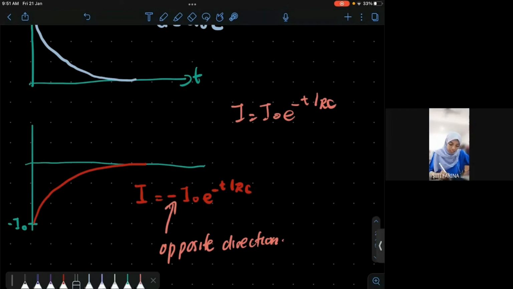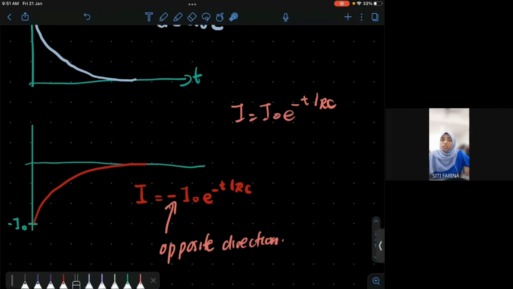This is just to make sure it's collaborate dengan dia punya bentuk graf yang berada di bawah. Sebab moves in the opposite direction. Okay, so are we all clear? Jelas tak? Yes, ma'am.